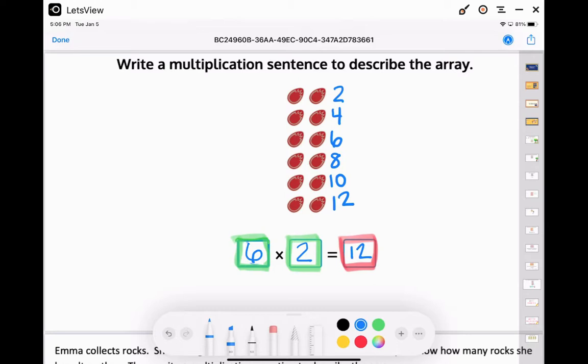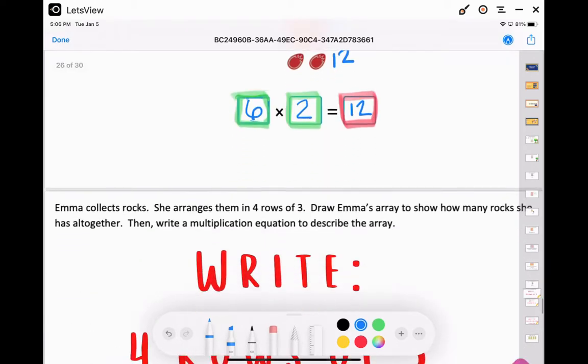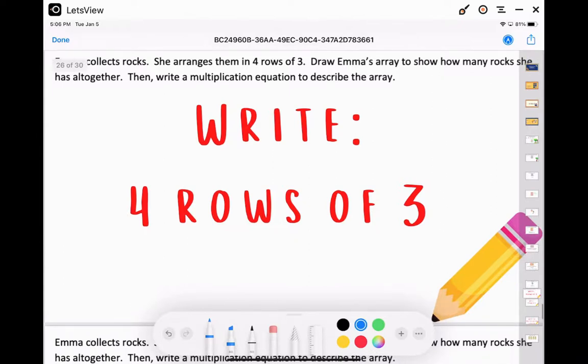All right. Well, now it is time for you to add this to your notes. Everyone, please take out your notebook and your pencil. Please read along. I'm going to read the question out loud. It says, Emma collects rocks. She arranges them in 4 rows of 3. Draw Emma's array to show how many rocks she has altogether. Then write a multiplication equation to describe the array.